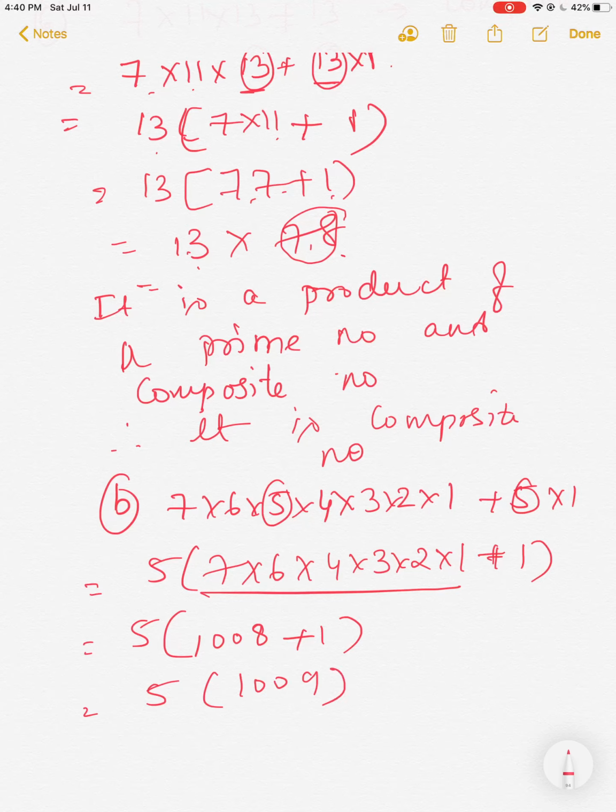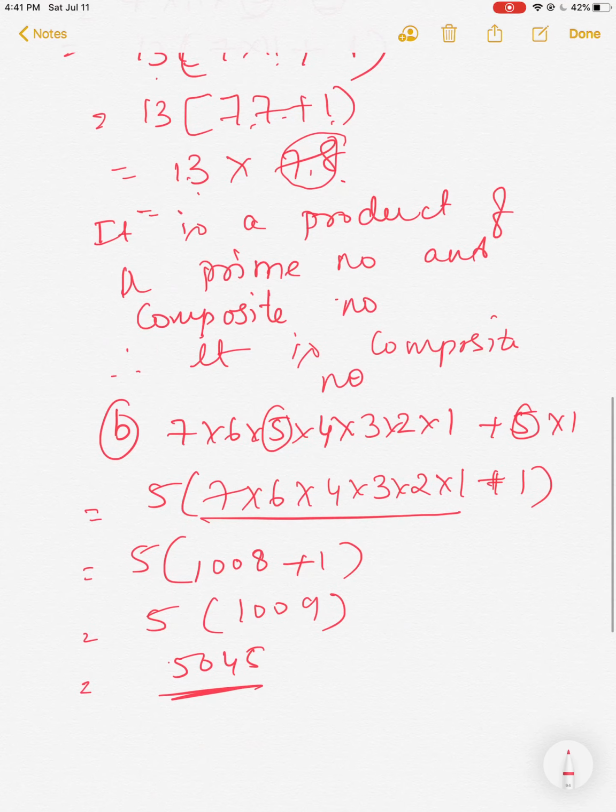Understood? Once again we will check. 7 sixes are 42. 42 fours are 168. 168 into 6 is 1008, plus 1 is 1009. Here also, 1009 into 5 is equal to 5045. So here also we are getting 5 in the units place, which means it is a multiple of 5.